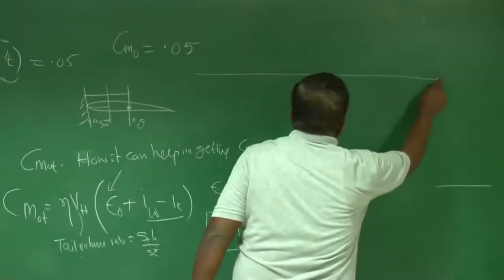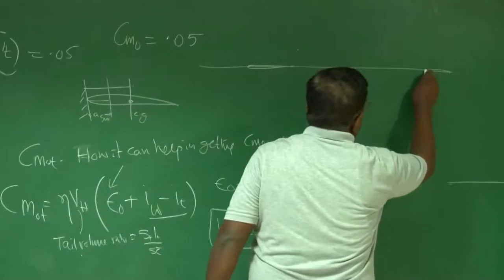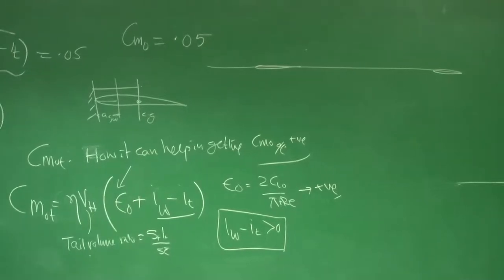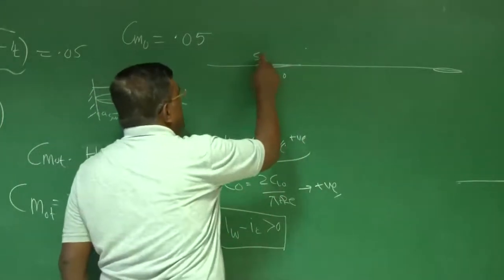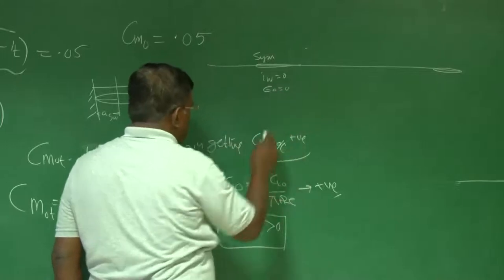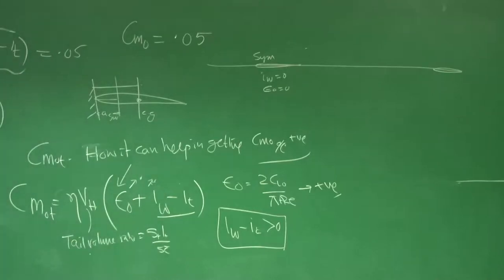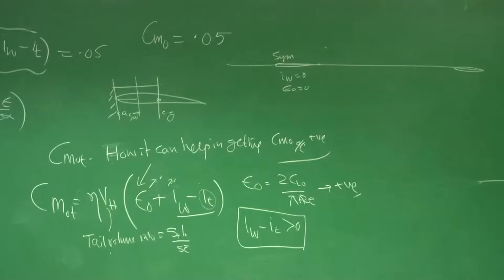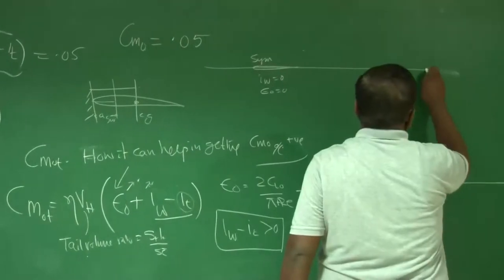Meaning thereby, if I have a wing here and tail here, I can increase the CM naught contribution to the aircraft. In the first case, I put IW equal to 0, and let's say it's symmetric, so epsilon naught equals 0. So in this expression, this term goes to 0, this term goes to 0. So the only way to get CM naught positive from the tail is to make IT negative, right? If you make IT negative, then this term will become positive. So the solution is, okay, you do this.